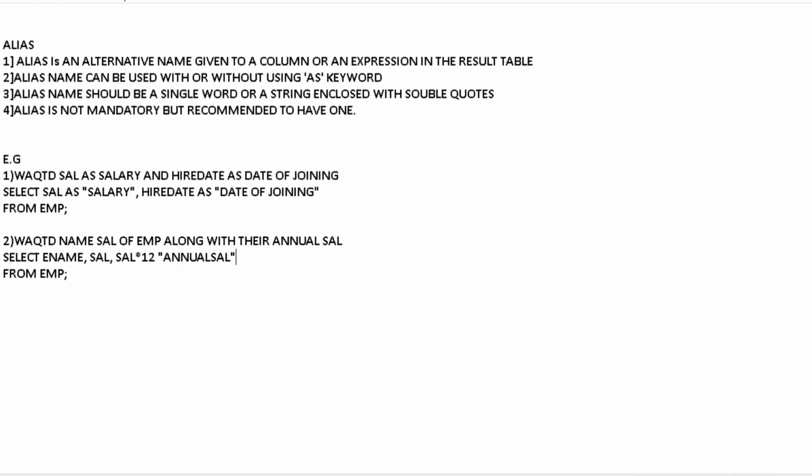The next case: write a query to display name and salary of employee along with their annual salary. Then the query will be select ename, sal into 12. And see, here I'm not writing as, it can still run, in double quotes "annual sal" from emp. So that was the alias.